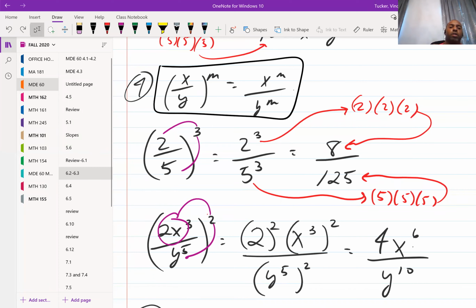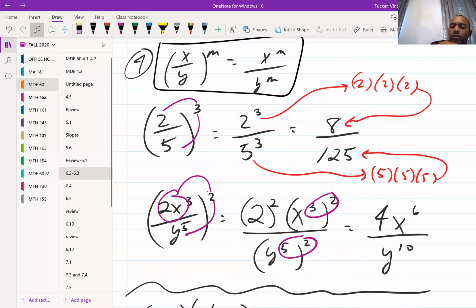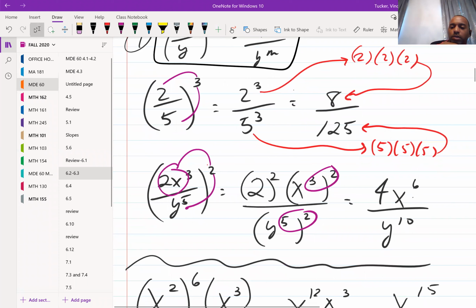And then once again here, power to a power, you multiply your exponents. That's 6. Power to a power, multiply your exponents, and that'll be 10. Any questions?